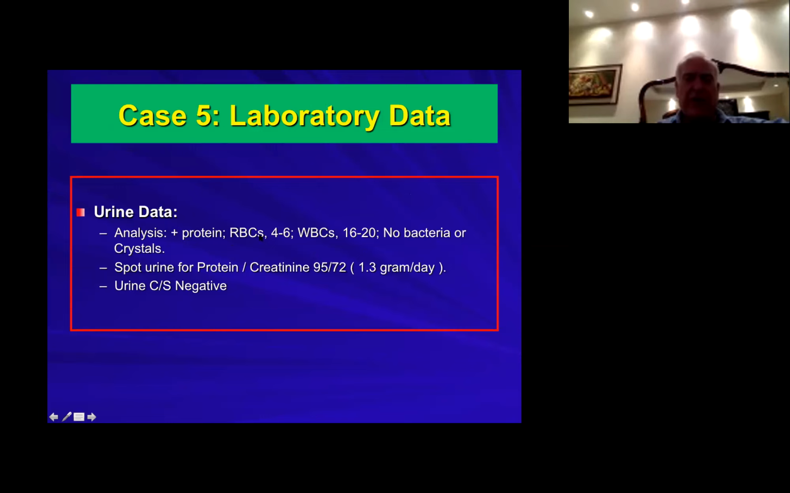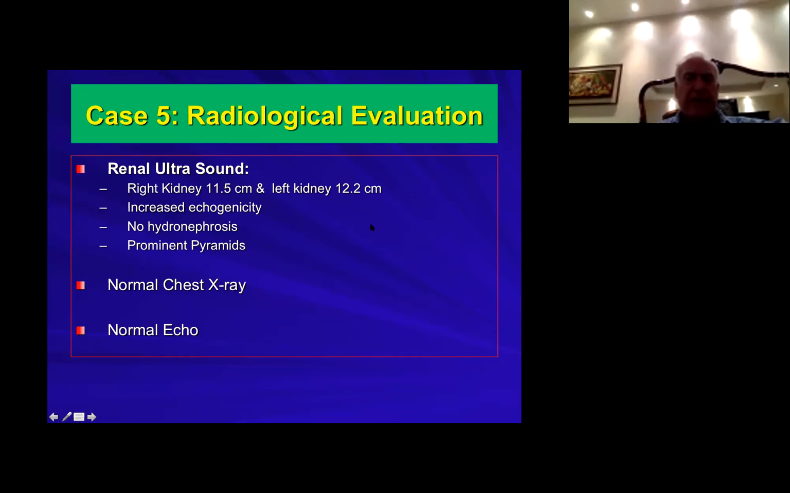In the urine, RBC is 4 to 6, few white cells, no bacteria, no crystals, protein 1.3 grams per day. Negative culture. Ultrasound: large kidneys, you have to remember this, 11.5 and 12 point something, increased echogenicity, no hydronephrosis, but there were prominent pyramids. Just keep this in mind. Chest X-ray normal, normal echo.